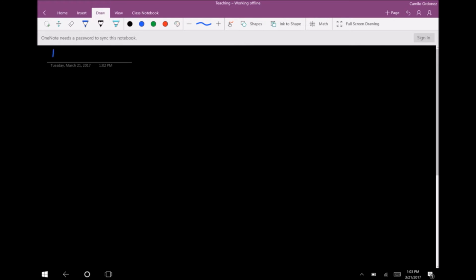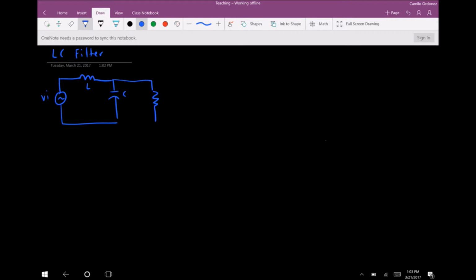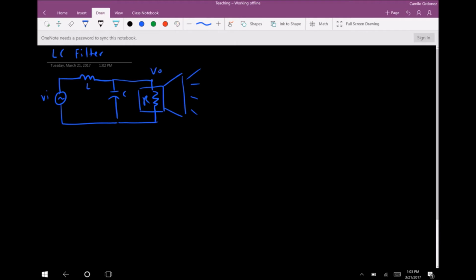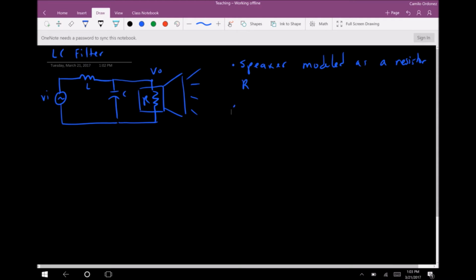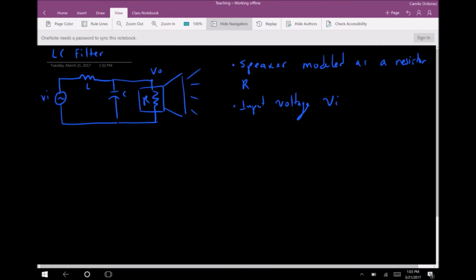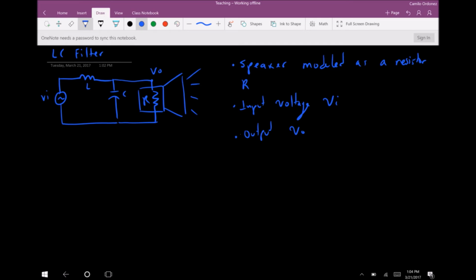Okay, in this first video problem, what we're going to do is design an LC filter, which in this circuit is simulated as an inductor L, a capacitor C, and a speaker, which is composed of just a resistor R. The input to the system is the voltage VI, which is the music that is being played, and then the output is the voltage V0, which is the voltage across the speaker or the resistor R.